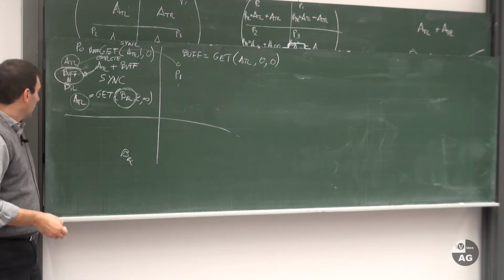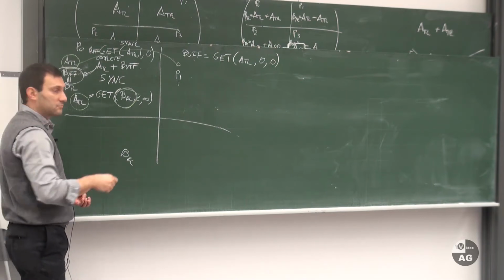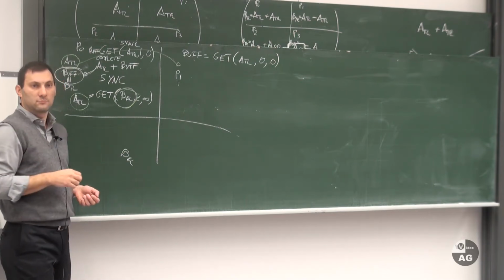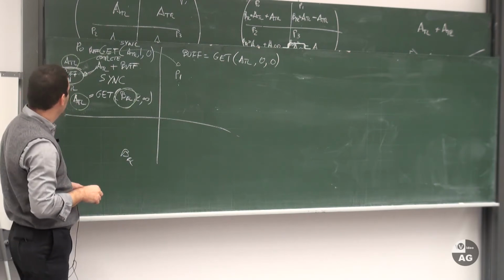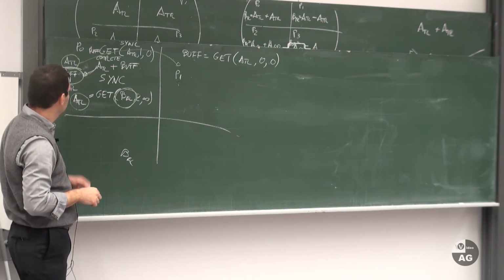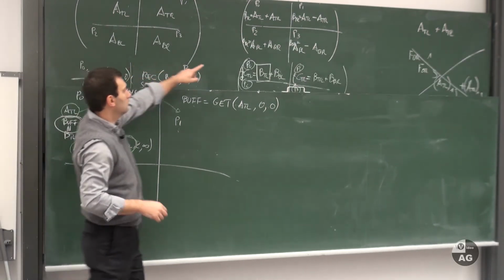So the comment was: someone needs to specify what B bottom left is, because at the moment we didn't specify B. We only have A and buffer. What do you mean?